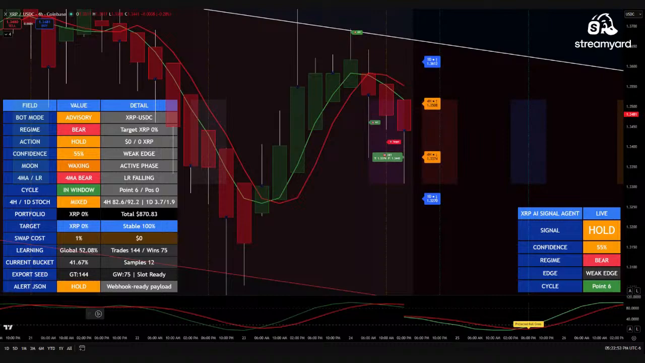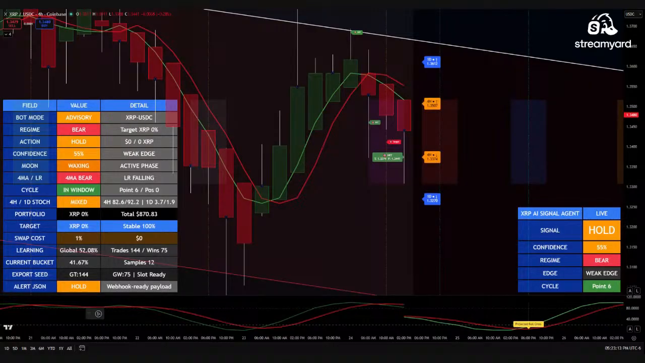The infinity signal. Trading the future. This is the infinity agent. The goal of the agent is simple: to reduce emotional decision-making by turning multiple market conditions into a structured market interpretation. The agent does not predict the future. Instead, it continuously evaluates conditions and builds a probability-based outlook.